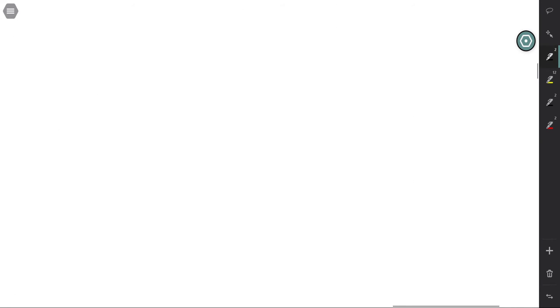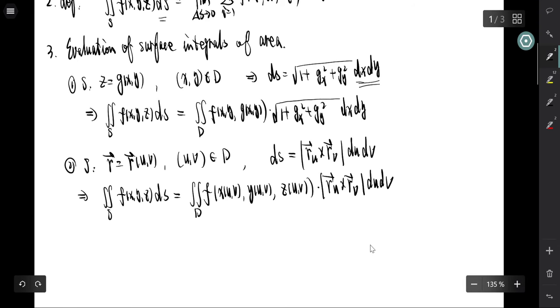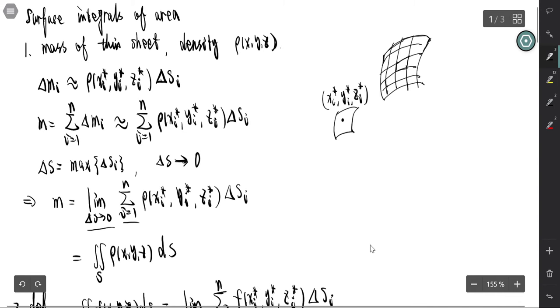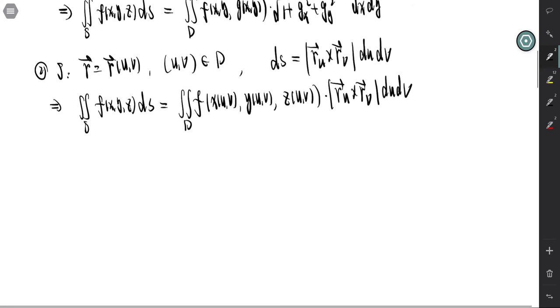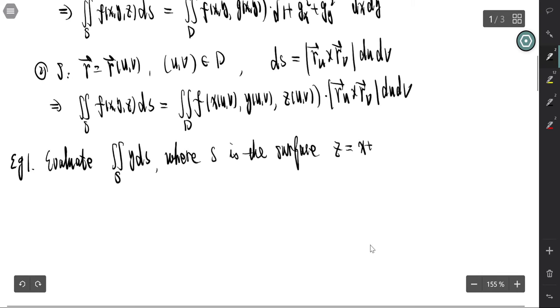Now let's use this formula to compute the surface integral. The first example is to evaluate the surface integral over S of y dS, where S is the surface z = x + y squared, with x between 0 and 1, and y between 0 and 2.